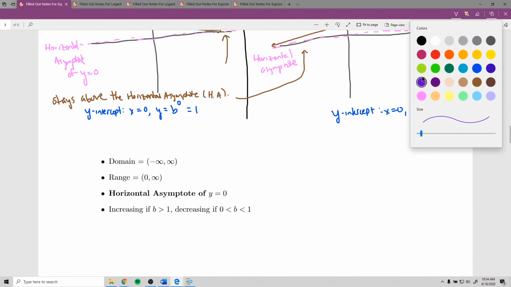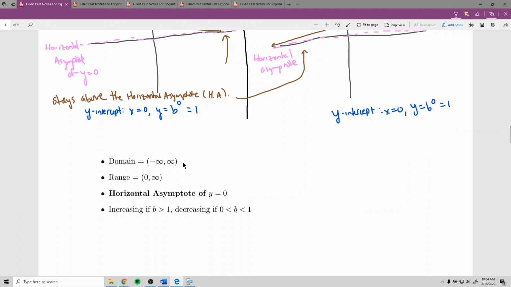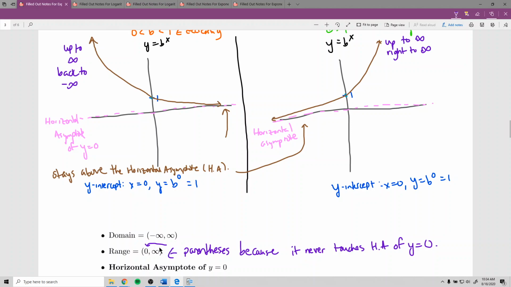I guess the one thing that we really didn't touch on, we already mentioned the domain already, negative infinity to infinity, is the range. You'll notice here that the 0 has a parentheses on it because it stays above the horizontal asymptote. It never touches the horizontal asymptote. If it actually touched the horizontal asymptote, then we put a bracket, but it doesn't. So we use a parentheses.